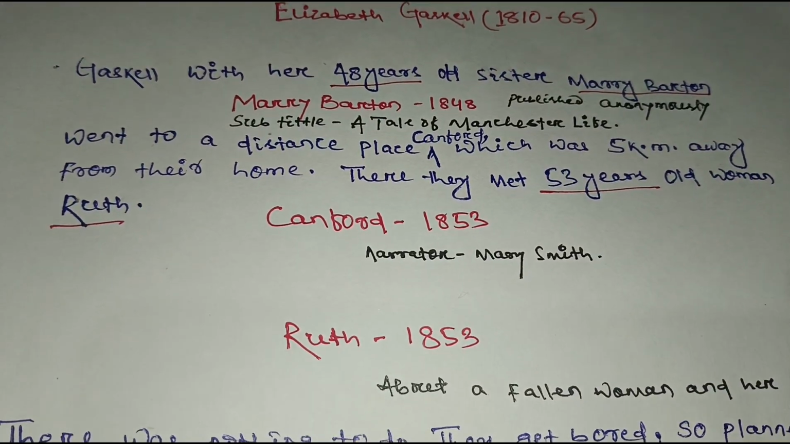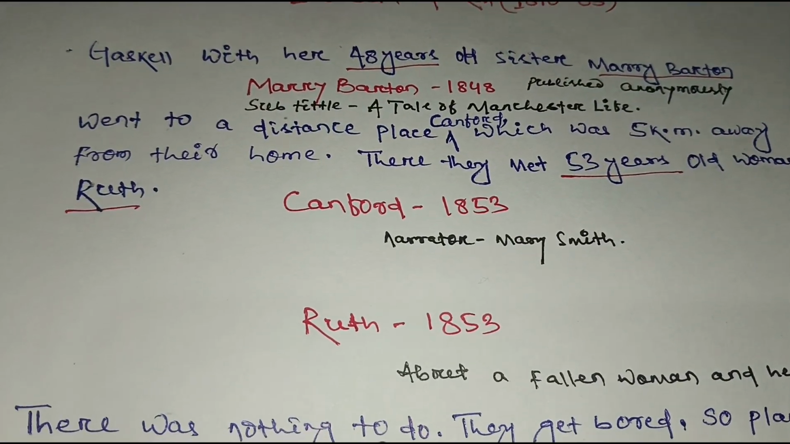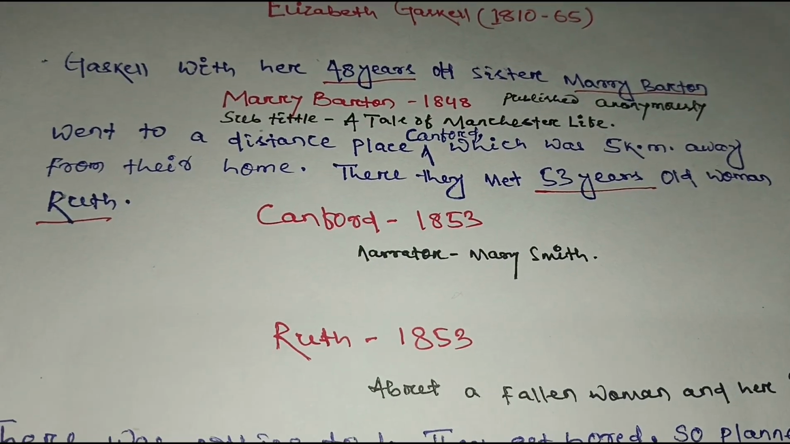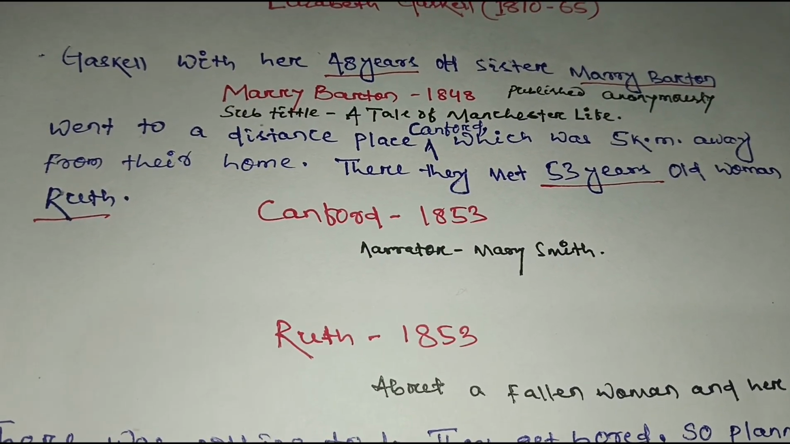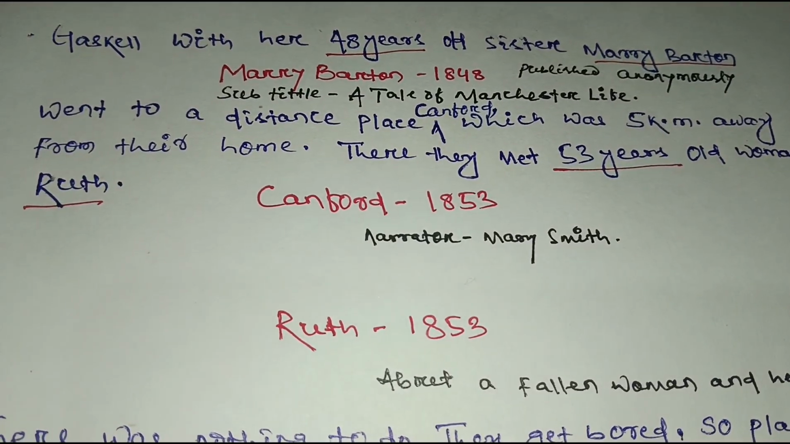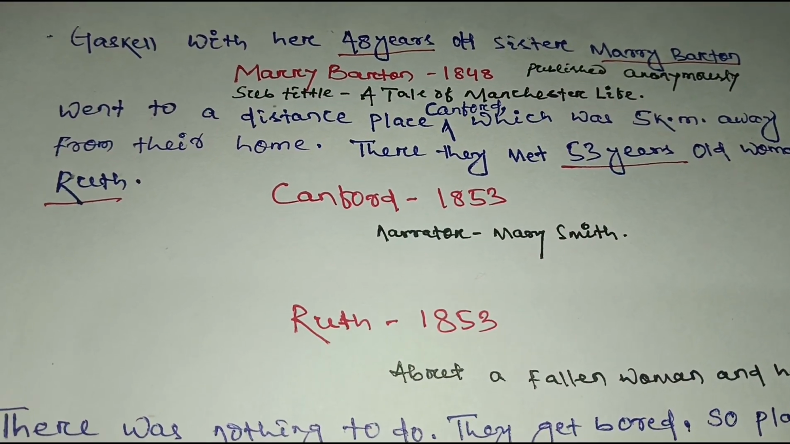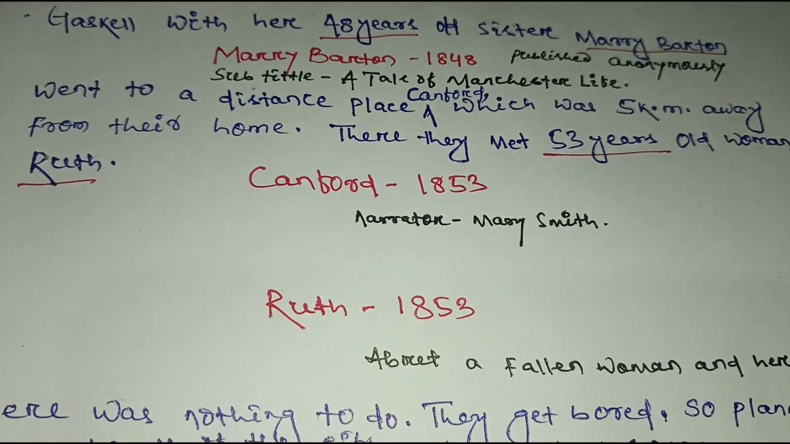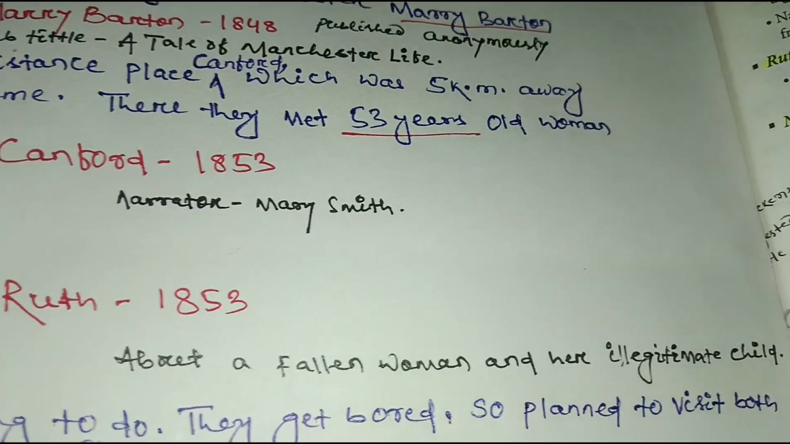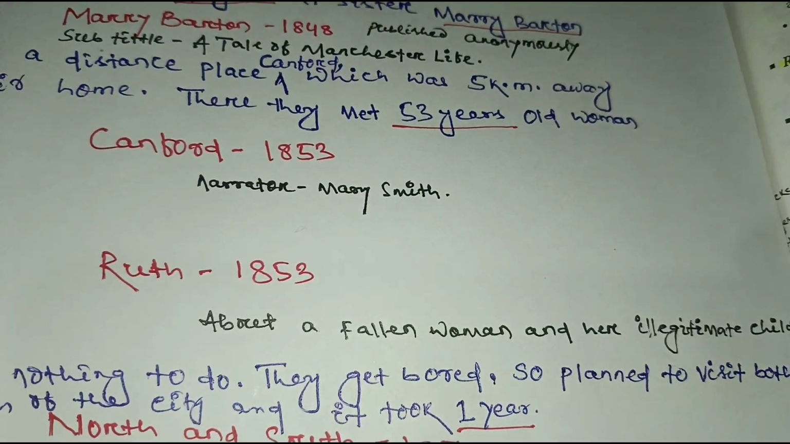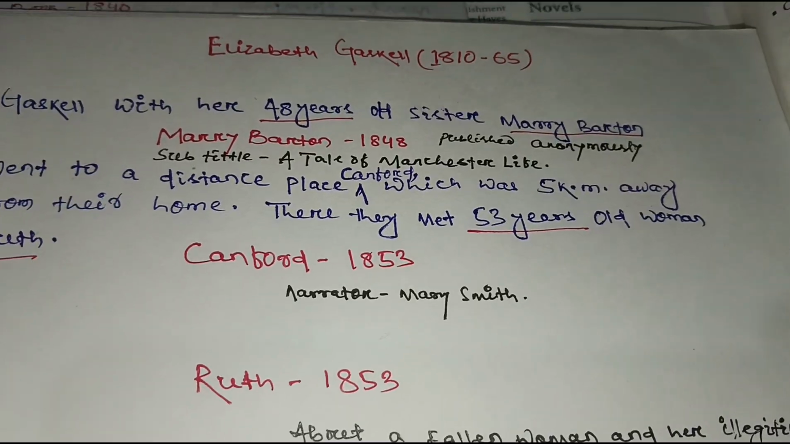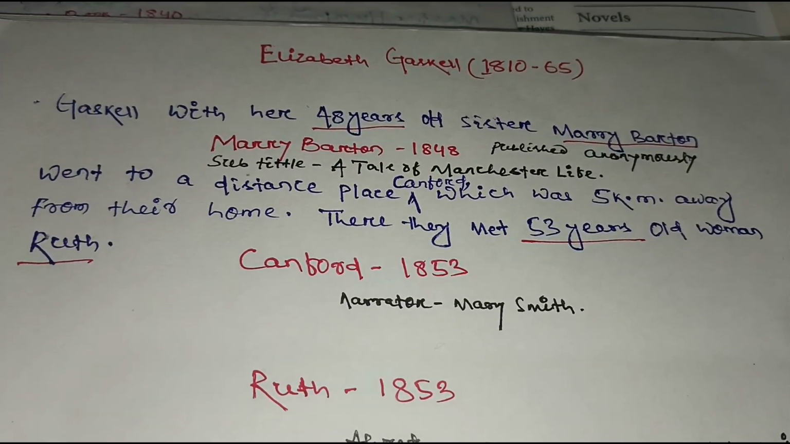And at Cranford, they met 53 years old woman Ruth. So 53 is also the same year: Cranford and Ruth, 1853, both novels published in 1853. And Ruth is about a fallen woman and her illegitimate child. So we have completed these three novels with a fictional story.